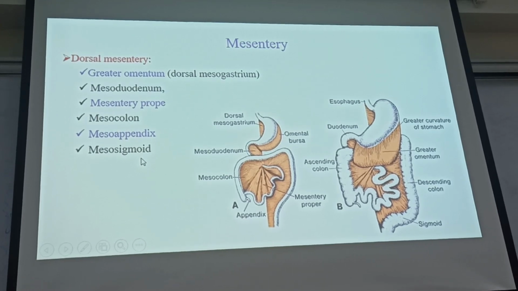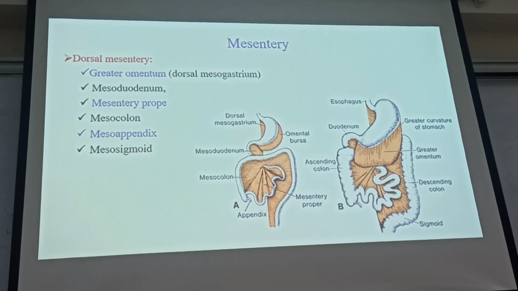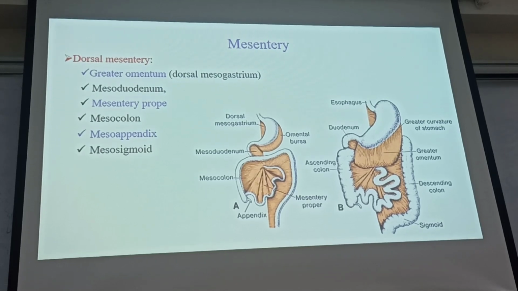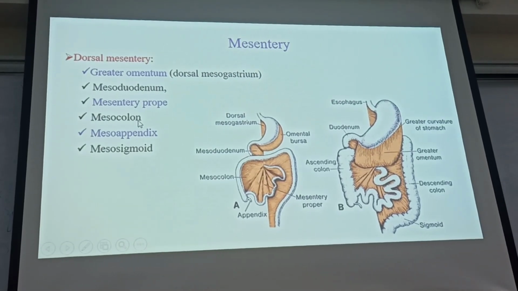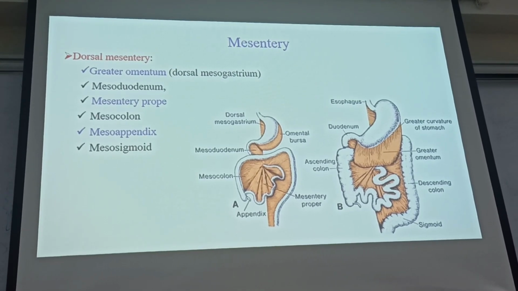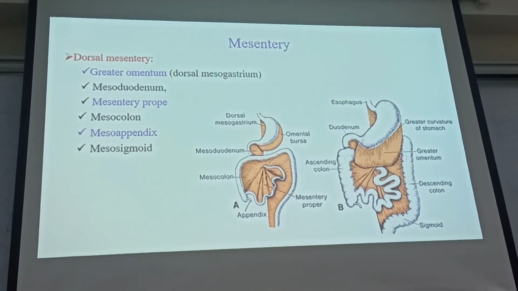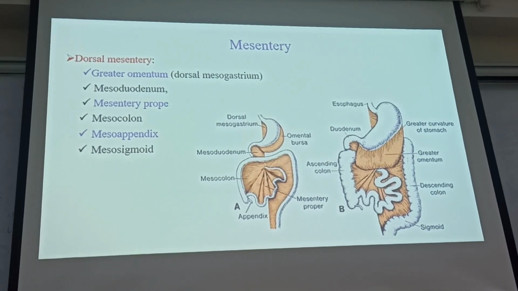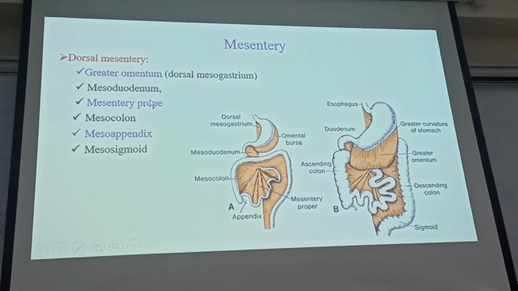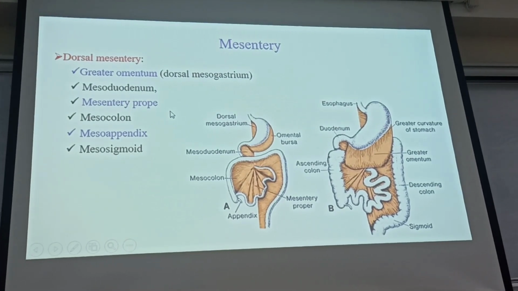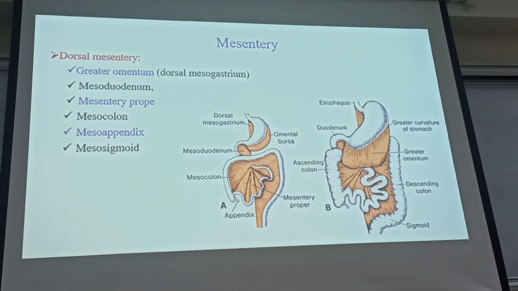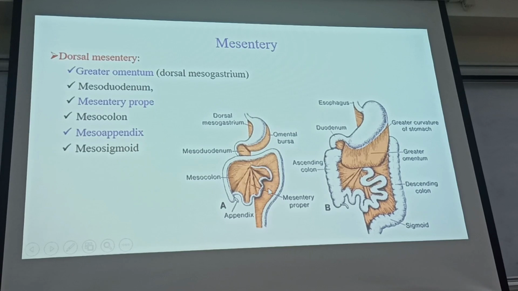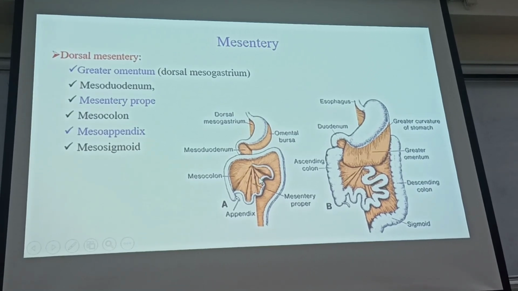Mesosigmoid means the dorsal mesentery around the sigmoid colon. Mesocolon covers the transverse colon. Mesoappendix belongs to the appendix. Okay? Mesentery proper belongs to the small intestine, or mesentery proper covers the loops of the small intestine.